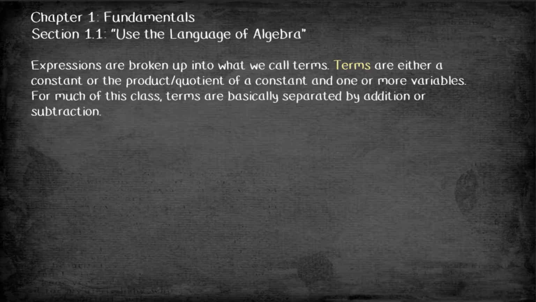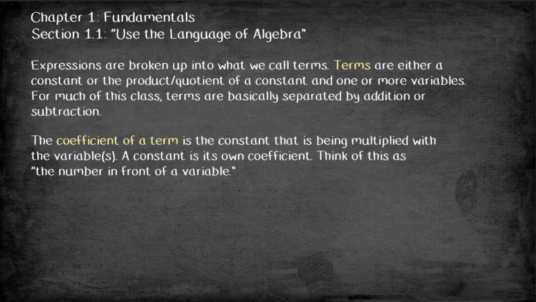Hi everyone. In this video, we're going to be talking about like terms and collecting like terms. So in algebra, expressions are broken up into what we call terms. And terms are either a constant, which is just a number, or the products or quotients of a constant and one or more variables. Basically, it's the things that are separated by addition and subtraction.